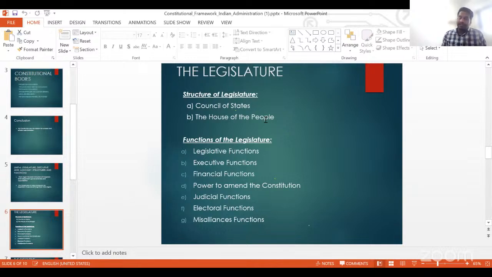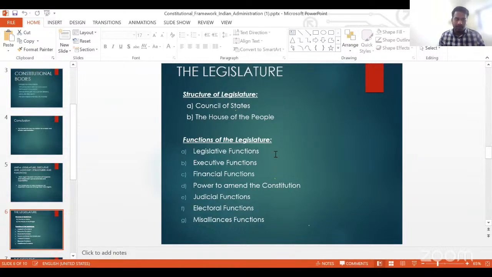Here we have the presiding officer, we call him the chairperson. The chairperson of Rajya Sabha is the Vice President of India. Just remember, not the President of India. The Vice President of India acts as the chairman of Rajya Sabha. One deputy chairperson also will be elected from amongst its members. In the absence of the chairperson, this deputy chairman will act as the chairman.